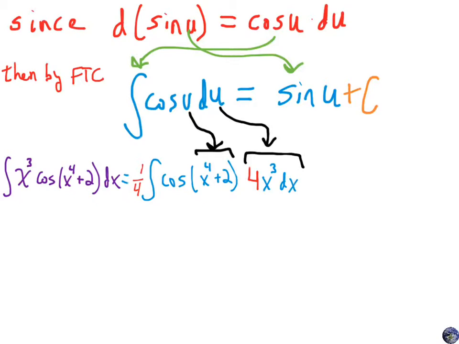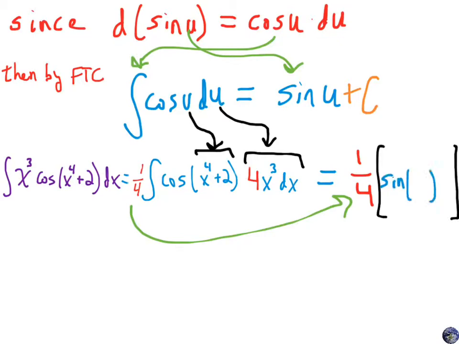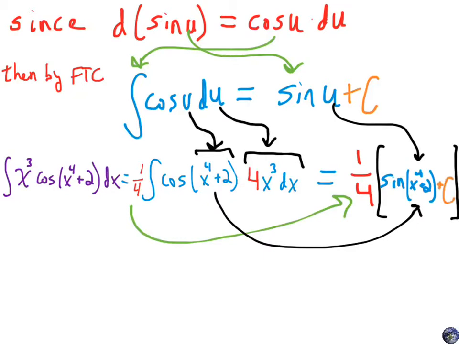Now, just don't forget that there's still that 1/4 that's out there. So we've got to go ahead and put that on there. But now the rest of the answer we can proceed and just say, okay, it's the sine of, well, what is it the sine of? It's the sine of u, but what really is u? It's x to the fourth plus 2. Then we go ahead and tack on the plus c.